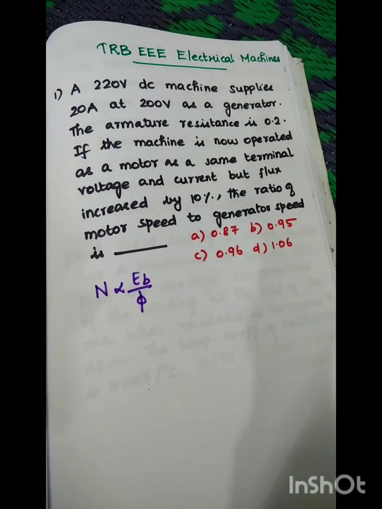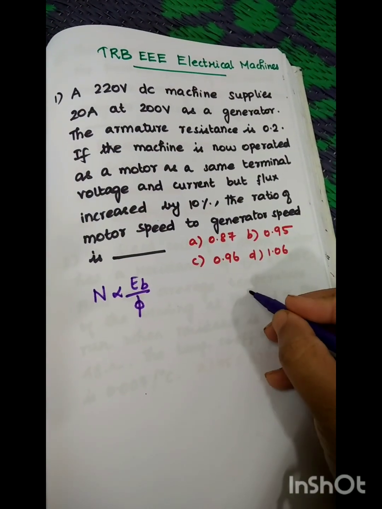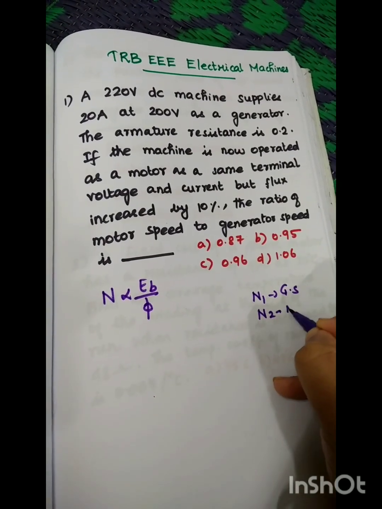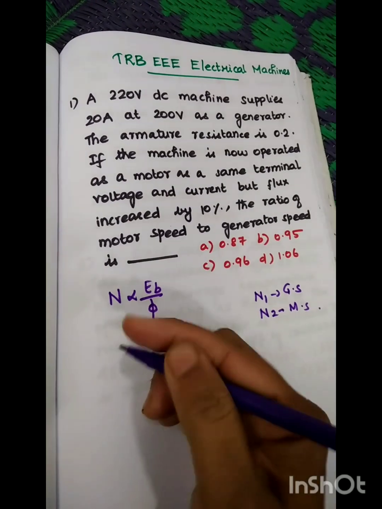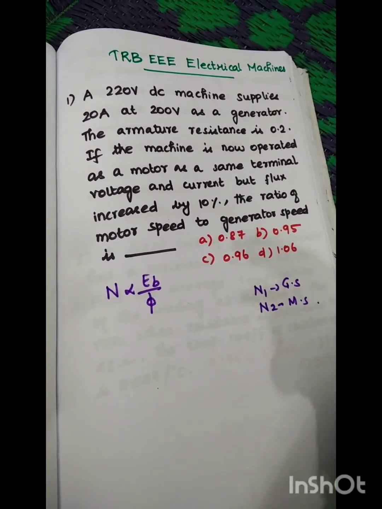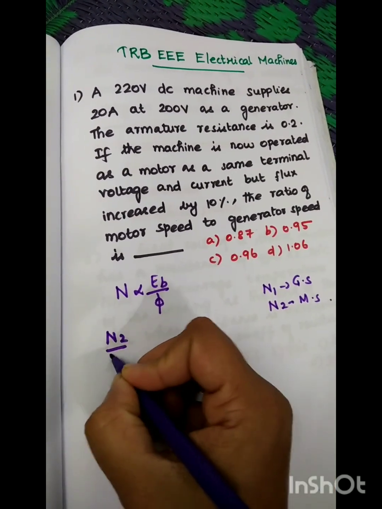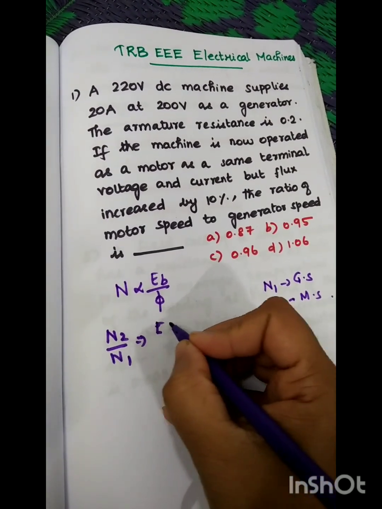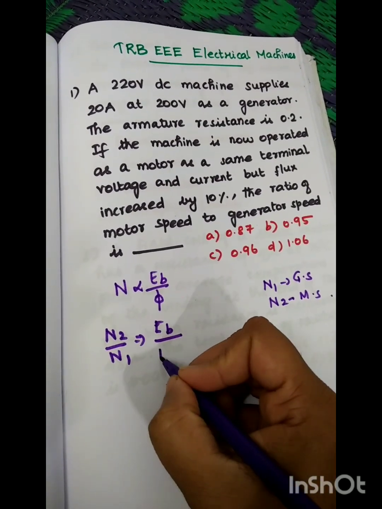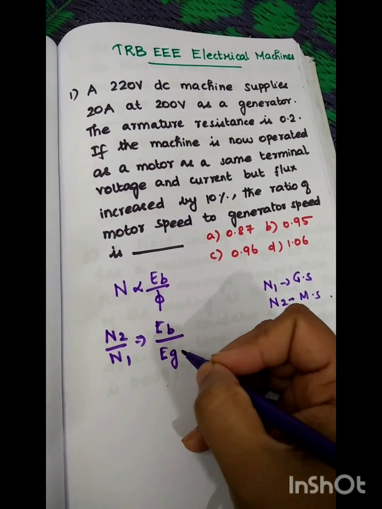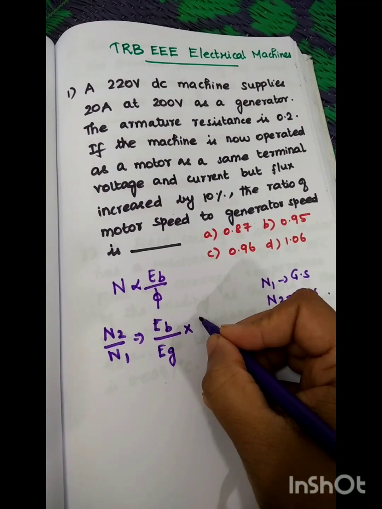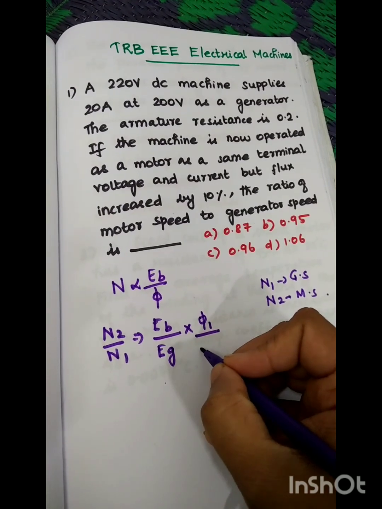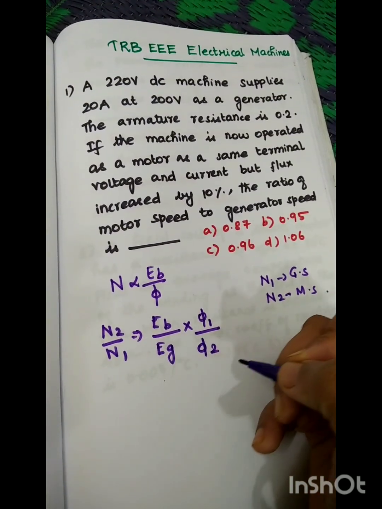Say for example, I take the generator speed as N1. It is called the generator speed, and N2 be the motor speed. So the question is motor speed to generator speed, so they have asked for N2 by N1. We know N2 is the motor speed, so I can take the back EMF EB. And for N1, we take EG. Am I right? Now for flux, I can multiply by phi1 for the generator flux and phi2 for the motor flux.